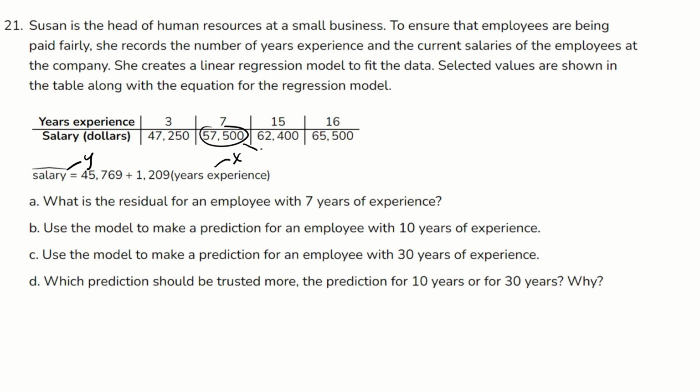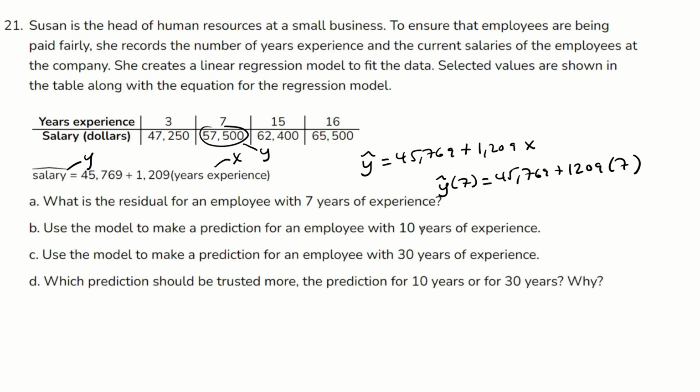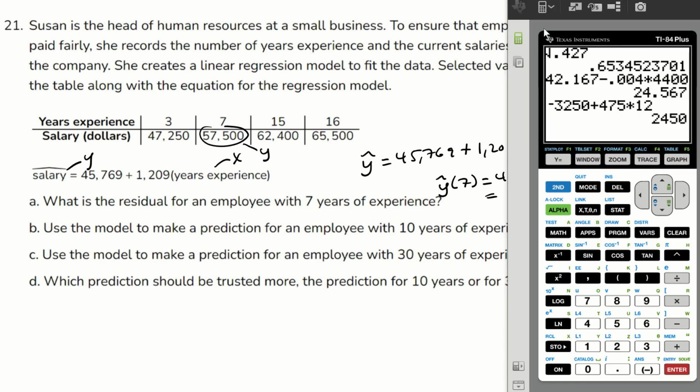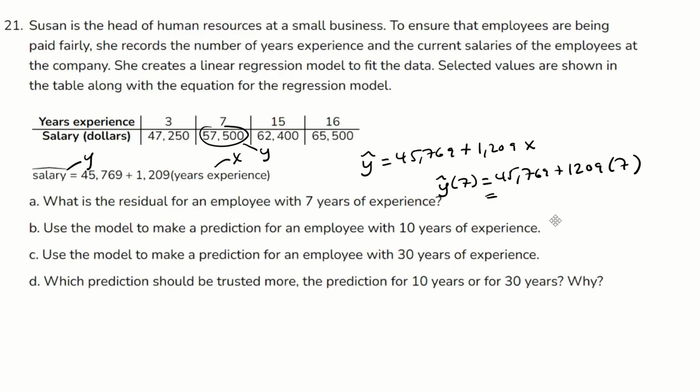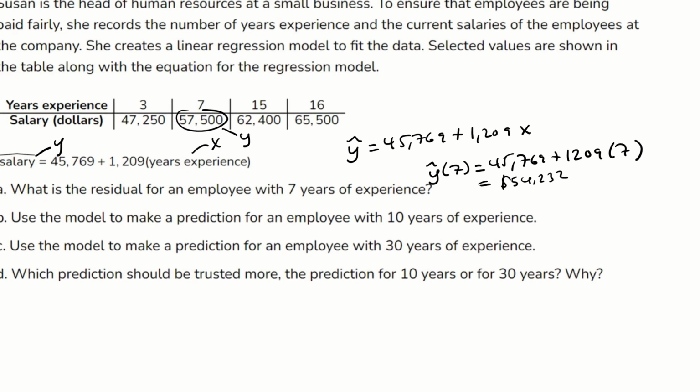So this is the actual y value, and we need to calculate what the y hat is going to be based off of the y hat equation. The y hat equation is 45,769 plus 1,209x. Now we're going to plug 7 into that equation and get a value. So $54,232 was the predicted salary.